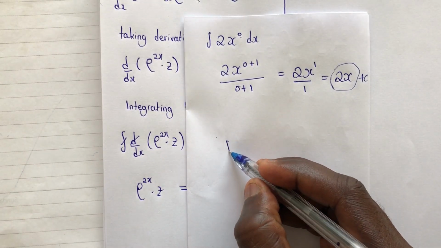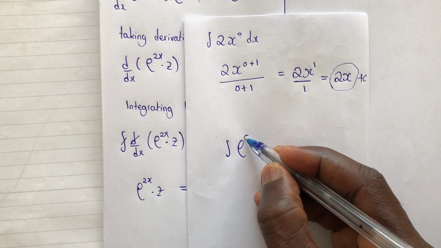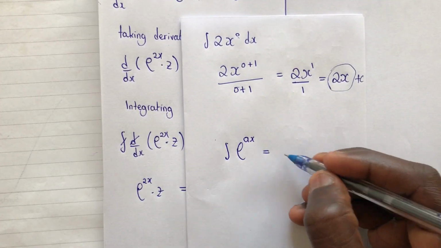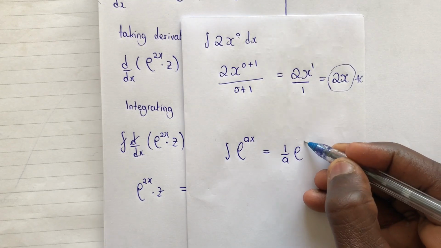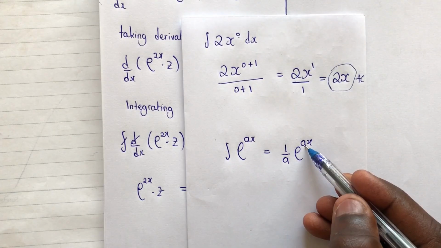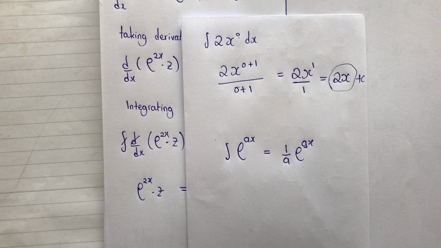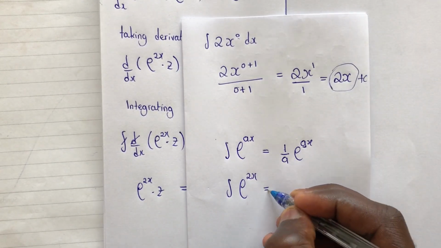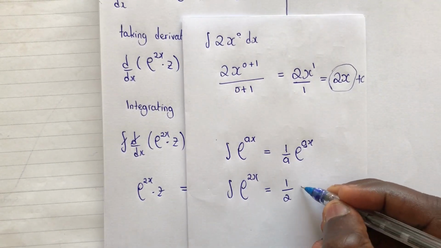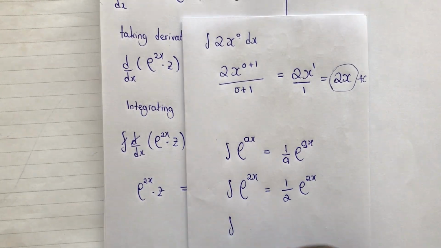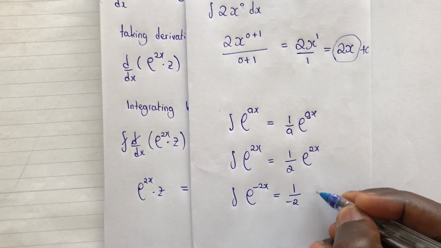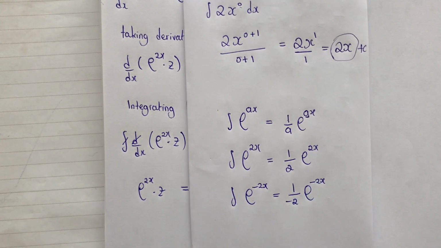If I have the integral of e raised to the power, let's say ax, then the integral of this function is equal to 1 over a times e raised to the power ax. Remember that a is any positive or negative number. So if I have the integral of, say, e^(2x), then it's the same as 1 over 2 times e to the power 2x. If I have the integral of e^(-2x), then it's 1 over minus 2 times e to the minus 2x. Do you get that?